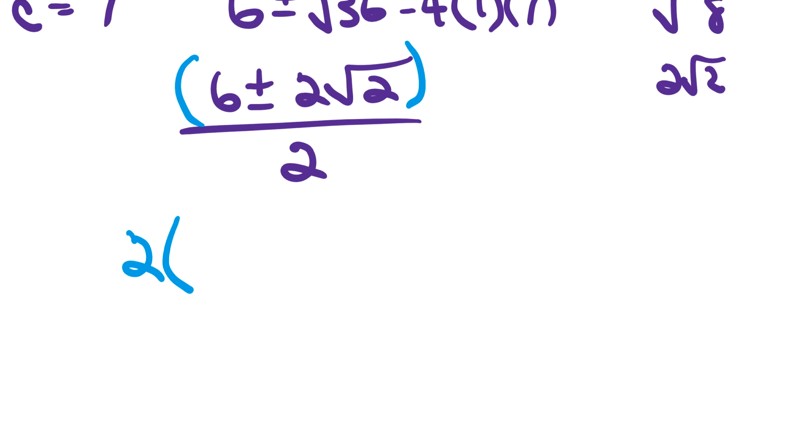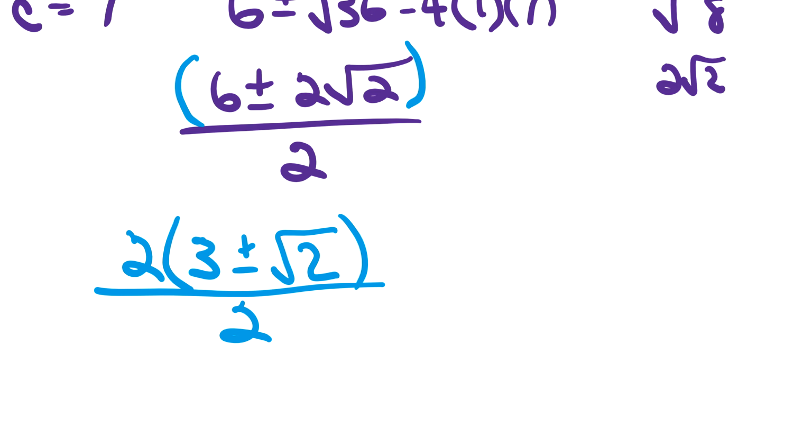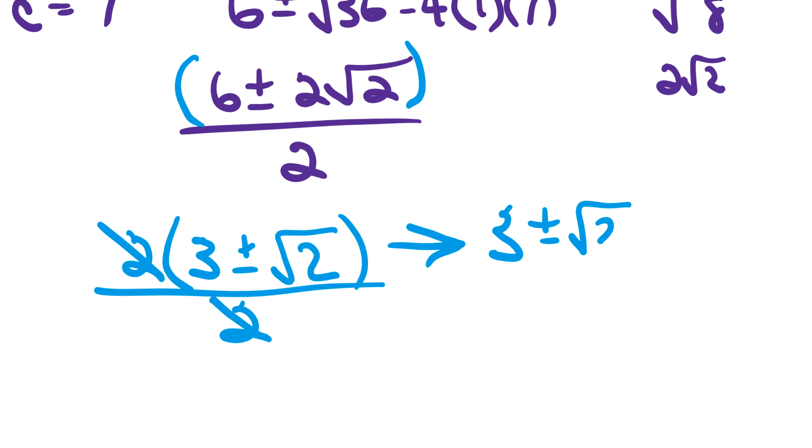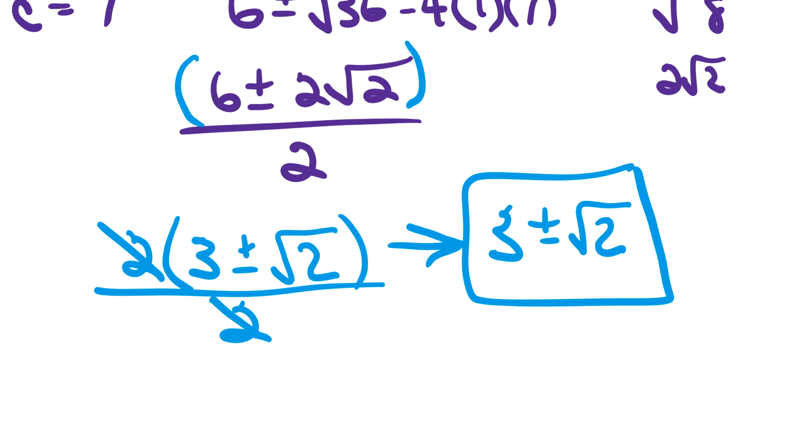over. 6 divided by 2 is 3, and that would be plus or minus 2 root 2 divided by 2 is root 2. And now that's going to be all over 2. Okay, so what happens? The 2's cancel out, and this will be your answer here of 3 plus or minus root 2. And I believe that is going to do it for that problem. Satisfactory answer.